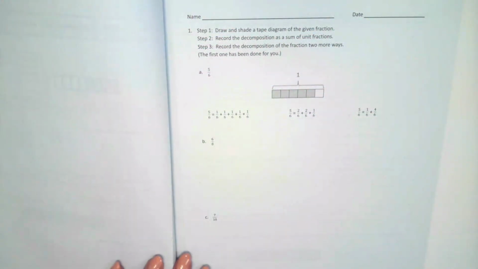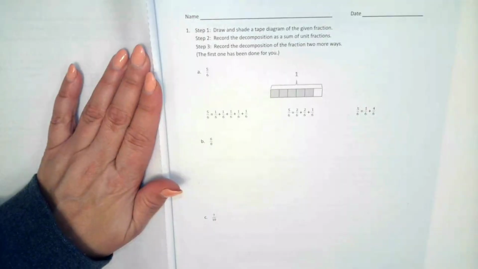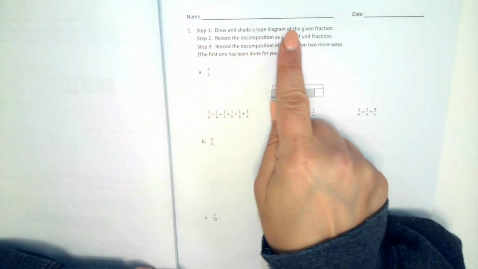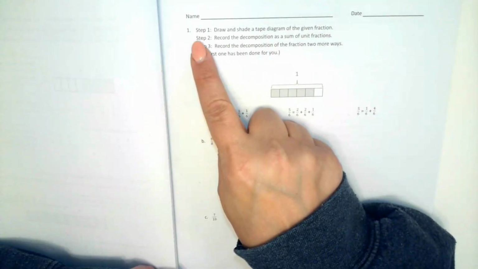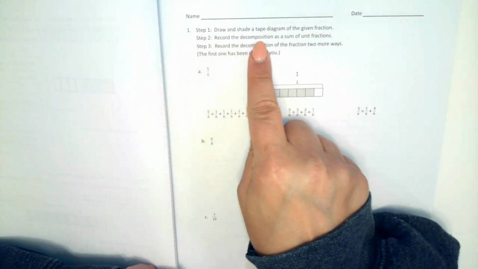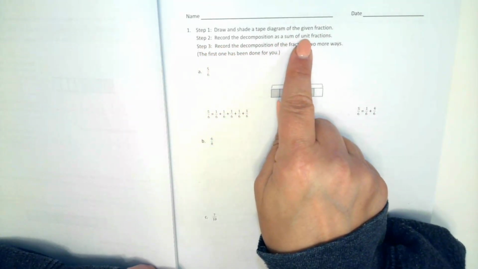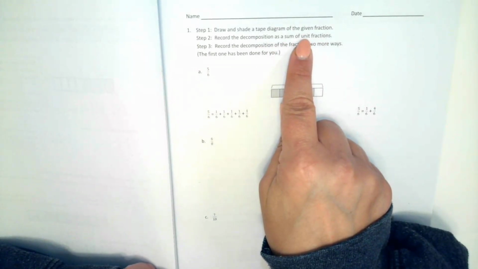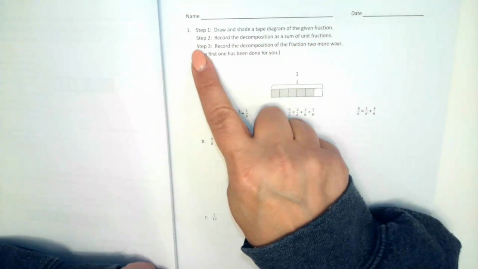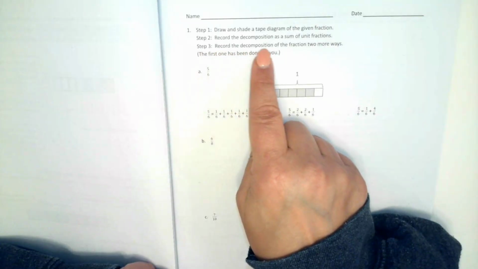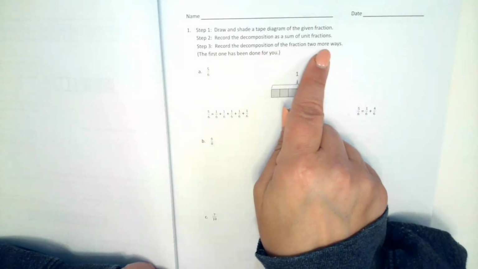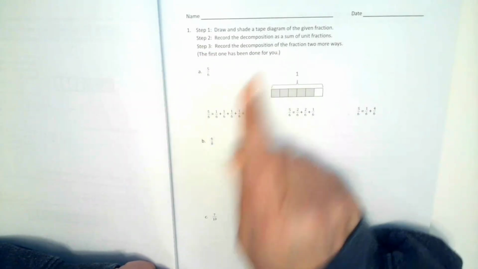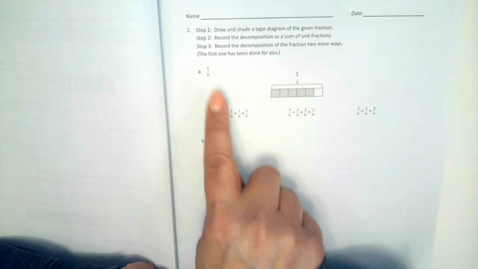Now let's work on some homework problems together. It says step 1, draw and shade a tape diagram of the given fraction. Step 2, record the decomposition as a sum of unit fractions. Remember, unit fractions have a 1 in the numerator. Step 3, record the decomposition of the fraction 2 more ways. The first one has been done for you. This is an example. Let's look at it.